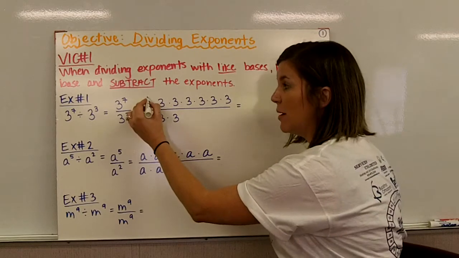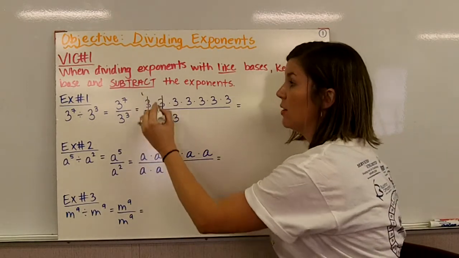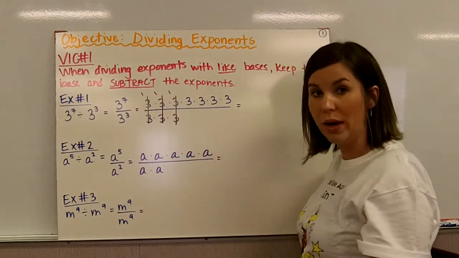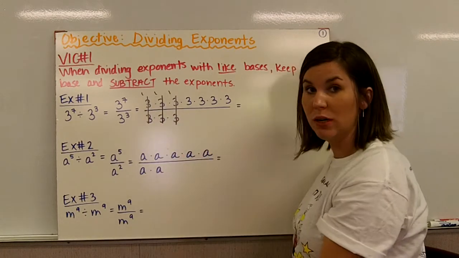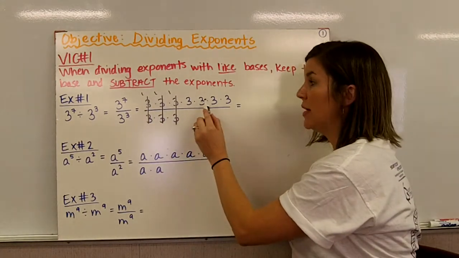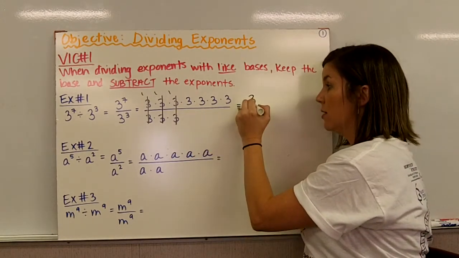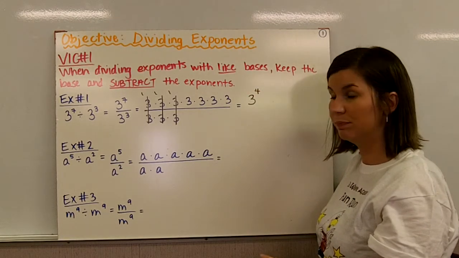3 divided by 3 gives us 1. 3 divided by 3, 1. 3 divided by 3, 1. 1 times 1 times 1 is 1. What's left is 3 times 3 times 3 times 3. So this is 3 as the base 4 times, 3 to the 4th power.